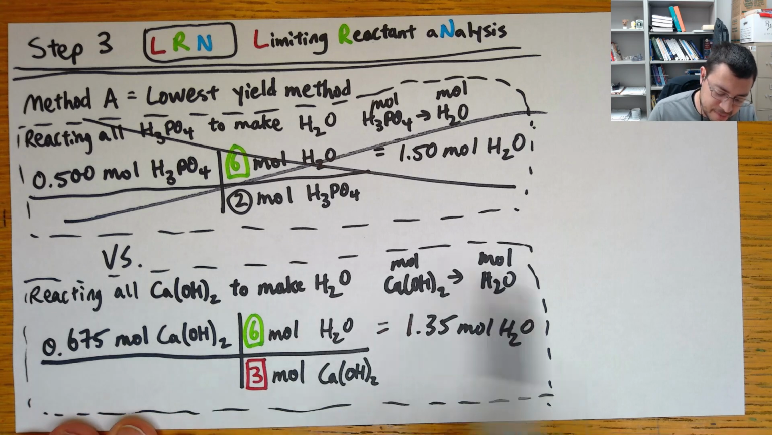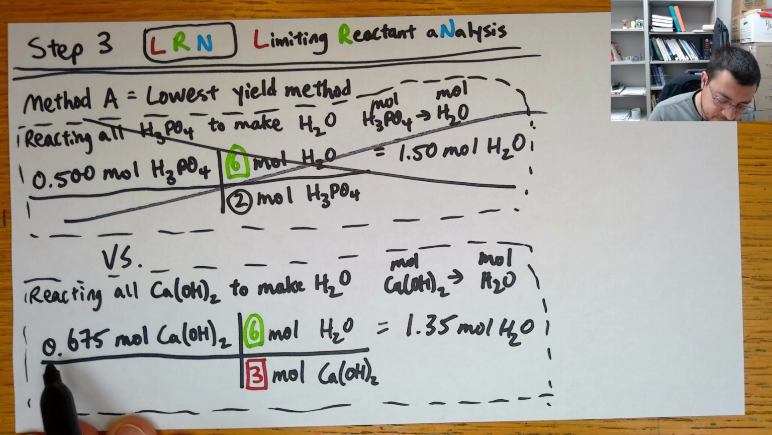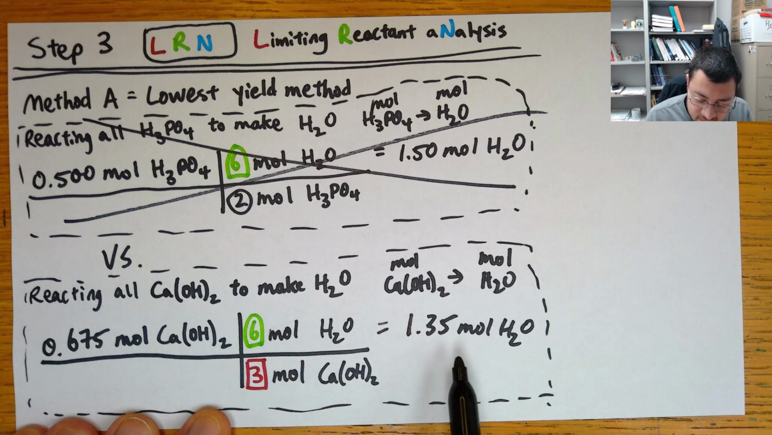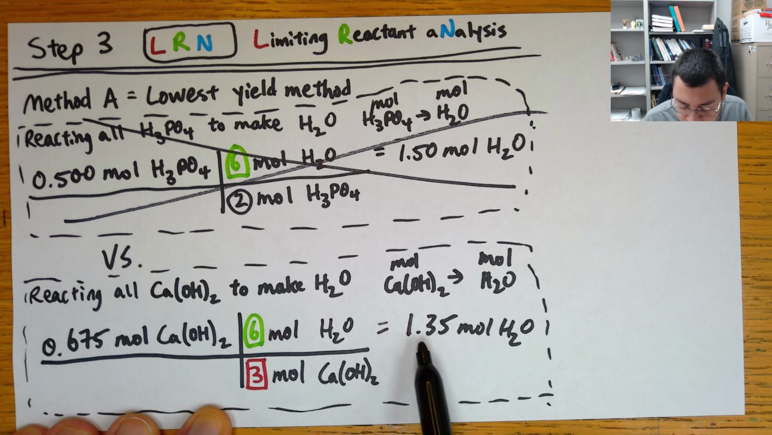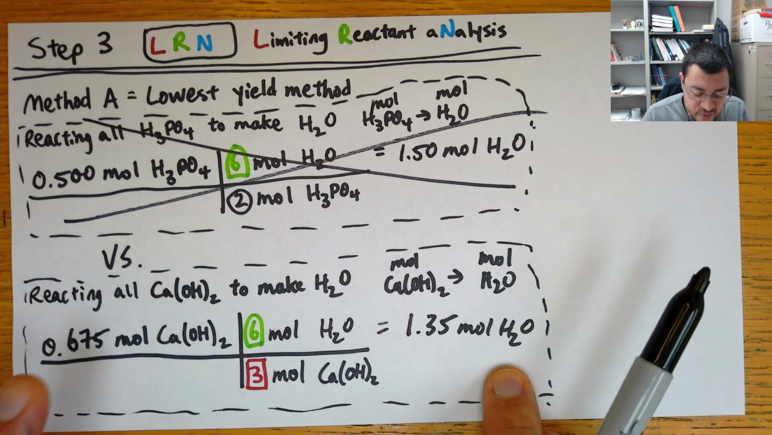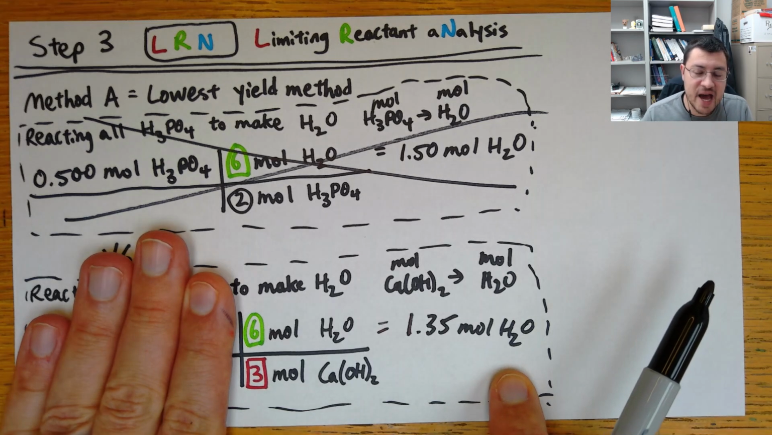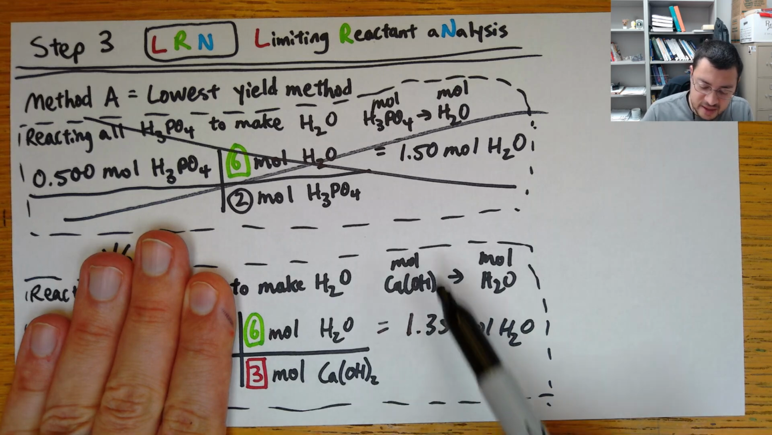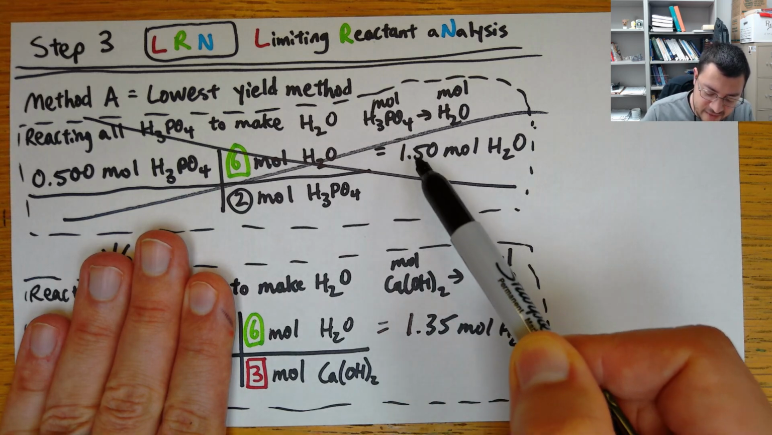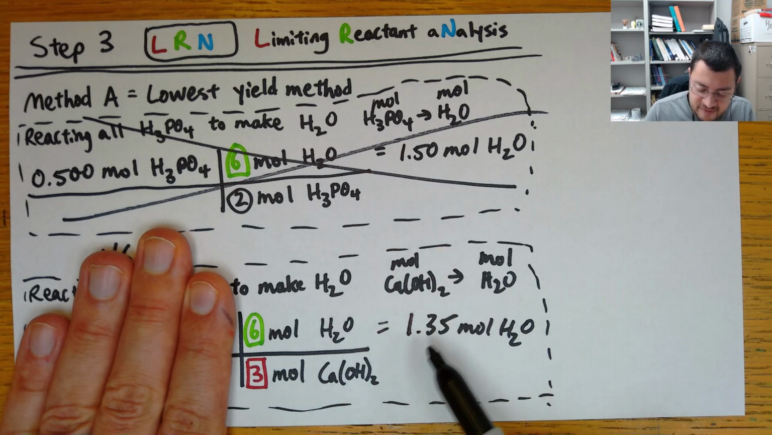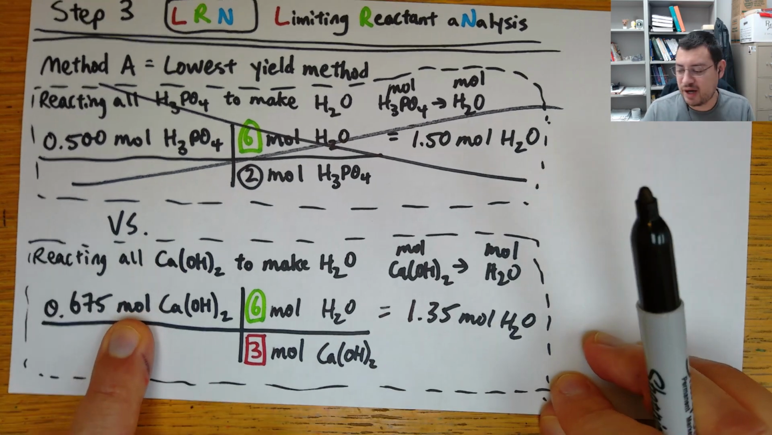Here's what this calculation at the bottom means. It means that if we react all of our calcium hydroxide, then we would make 1.35 moles of water. What that means is once we've made 1.35 moles of water, we have reacted all of our calcium hydroxide. It is gone. We are down to a 0. So that last little bit of difference between the 1.5 and the 1.35, that's like 0.15. We can't make 0.15 more to get to this other number because, well, we physically ran out of stuff.